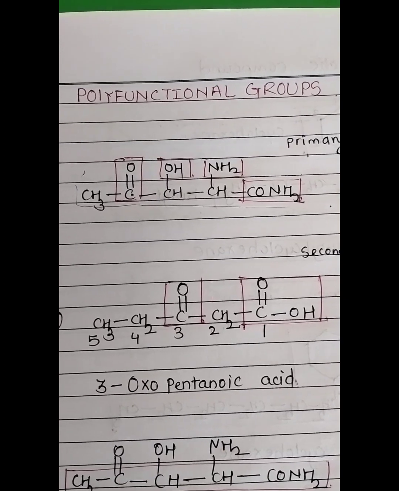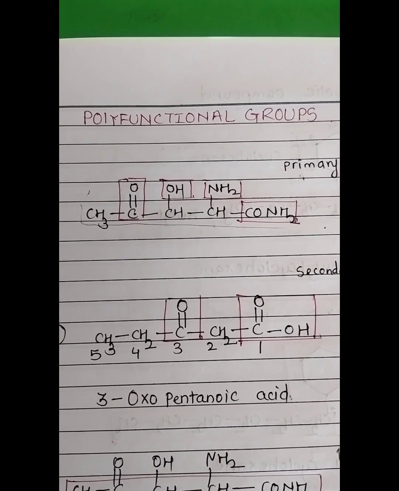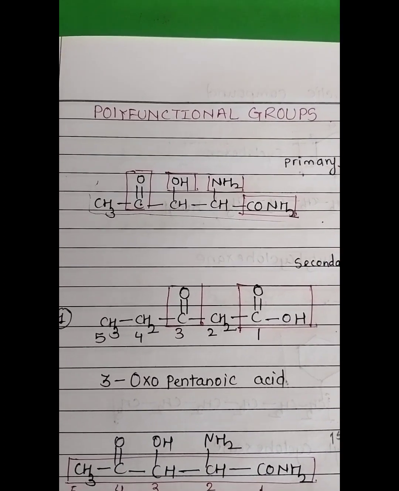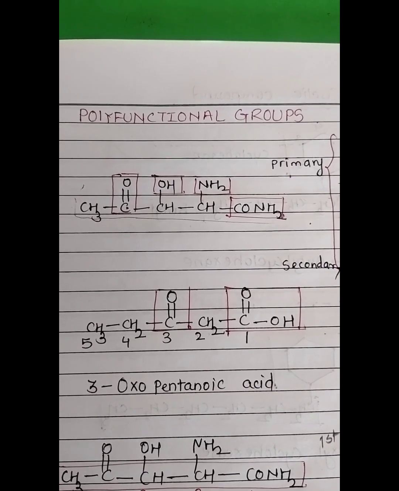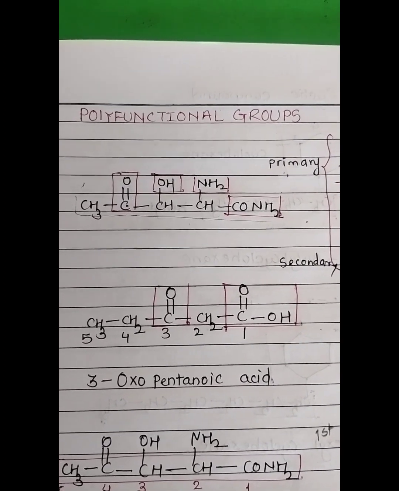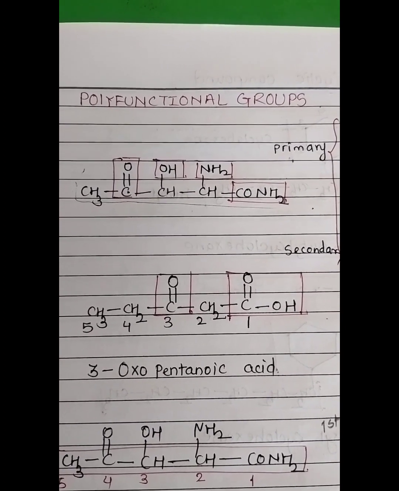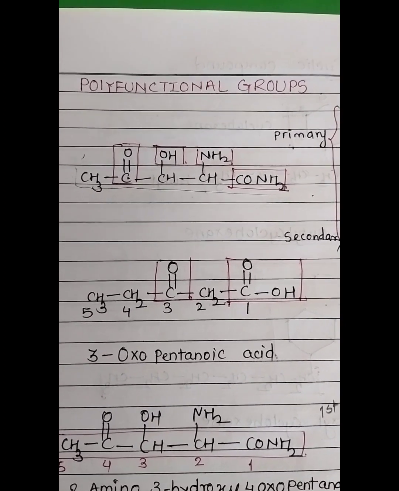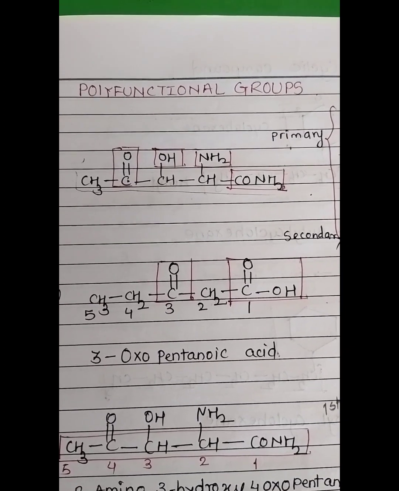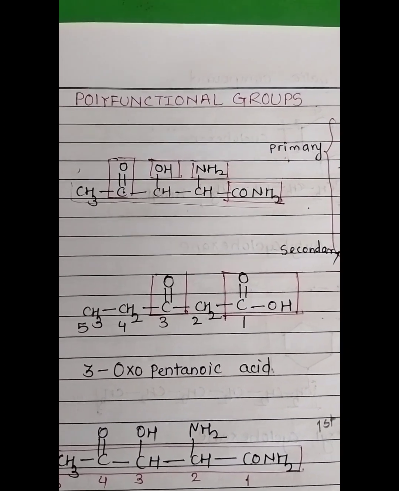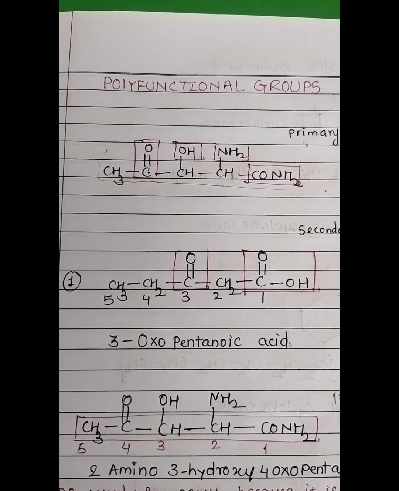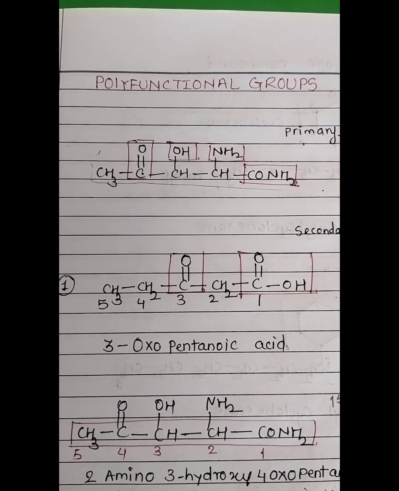Then the third carbon has an oxo, so 3-oxo. There are a total of 5 carbons, so pent. And here the carboxylic group is present on the first carbon, so the suffix we use for carboxylic acid is oic. So pentanoic acid. So the overall name is 3-oxopentanoic acid.